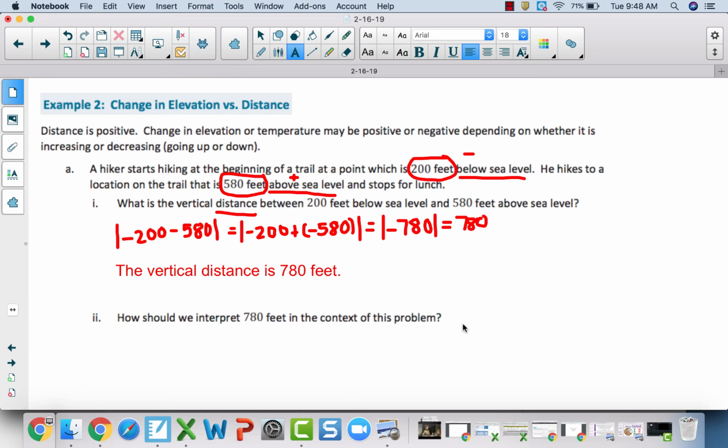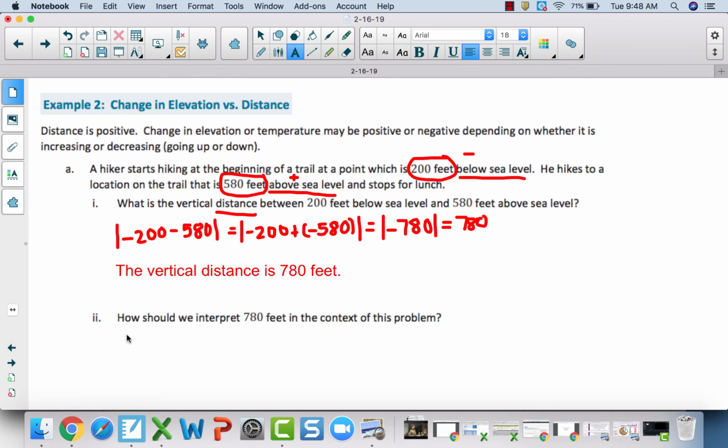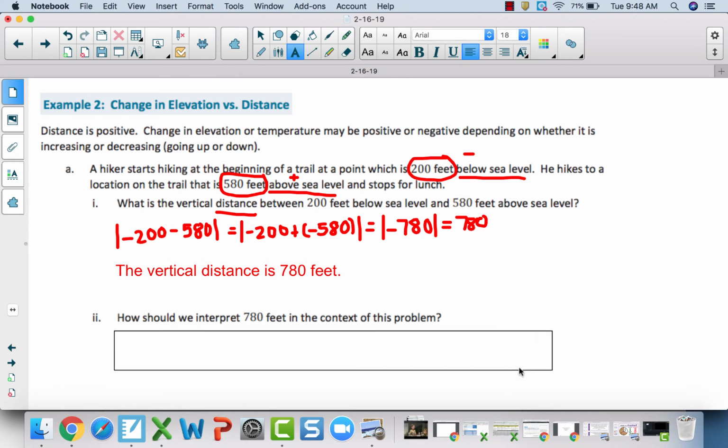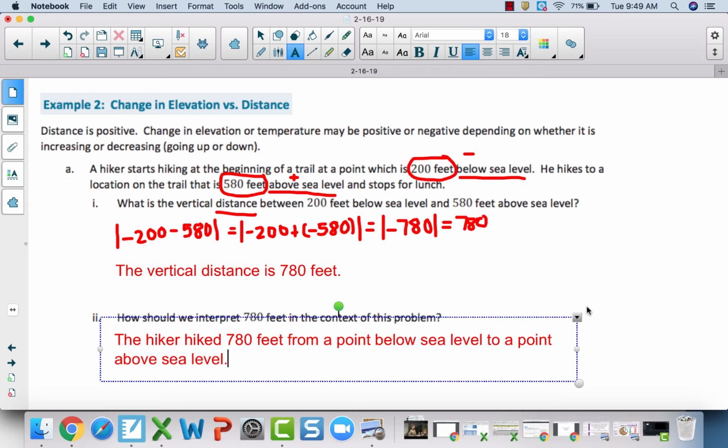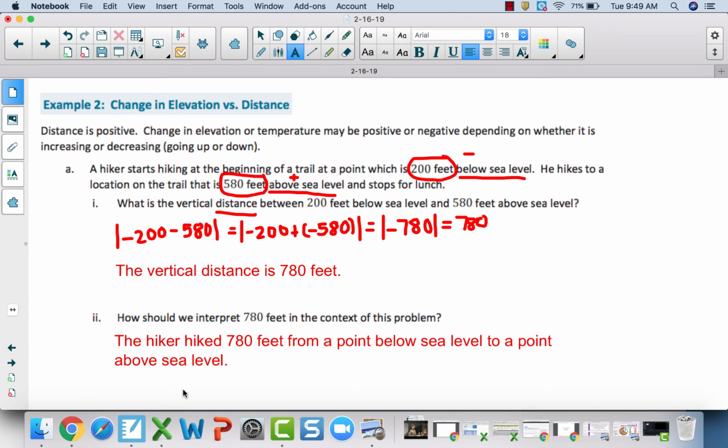Now, question 2, how should we interpret the 780 feet? That means, what does it mean? It means the hiker hiked 780 feet from a point below sea level to a point above sea level. Overall, really, it just means that's how much the hiker hiked. The hiker hiked 780 feet. Now, to be more specific, he went from below sea level to above.